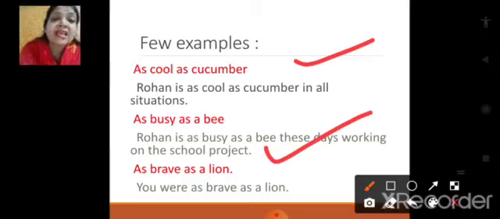Next, as brave as a lion. You were as brave as a lion. So we are comparing braveness with a lion, right? These are examples of similes, and it's really fun to frame sentences and actually use similes in your vocabulary as well as your writing skills.